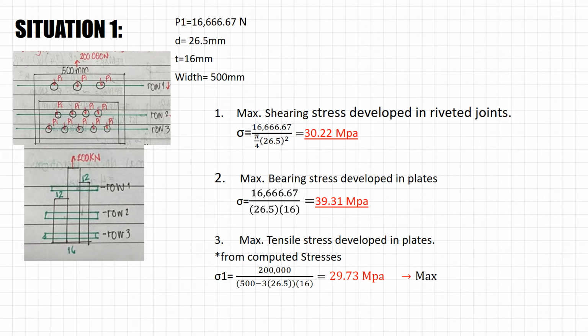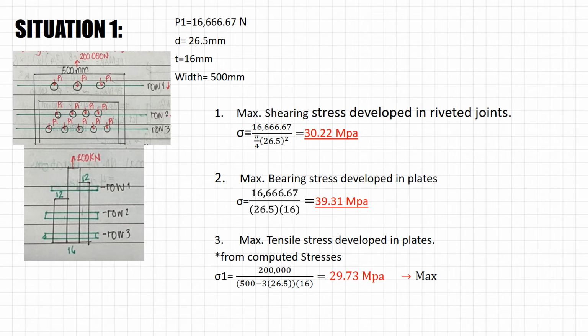Number 2, max bearing stress developed in plates. Again, it is force over area. 16,666.67 over 26.5, the diameter of the rivet, multiplied by 16. The 16 is the thickness of the plate. It equals 39.31 megapascals.